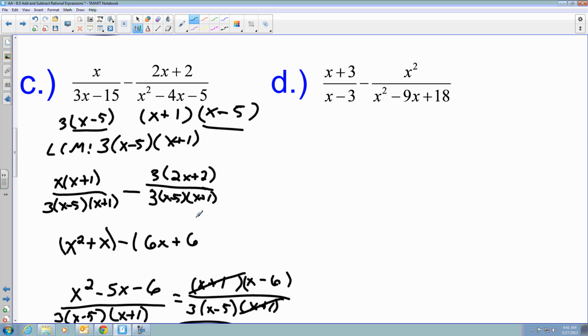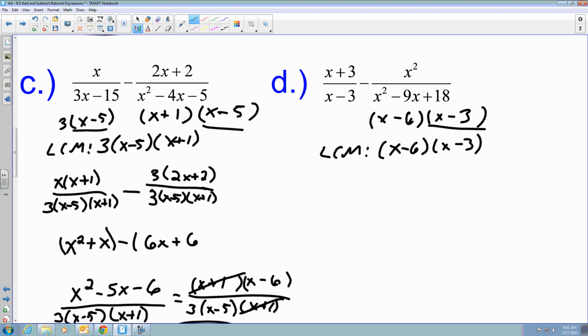For D, I can't do anything to the x minus 3, so I just leave it the same. So I can reverse FOIL the second one and go x and x, minus and minus, 6 and 3. So my least common multiple will be x minus 6 times quantity x minus 3, since these are the same. So additionally, what I've put to the denominator of the first one would be the x minus 6.